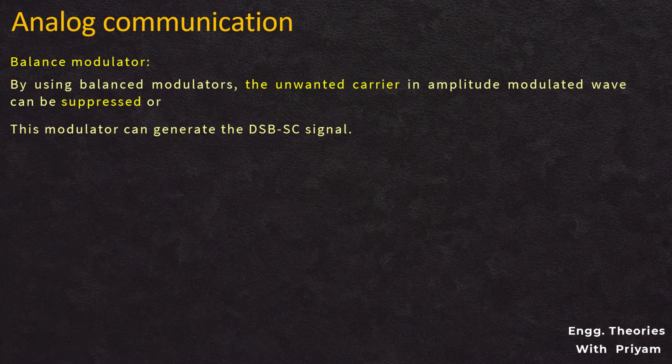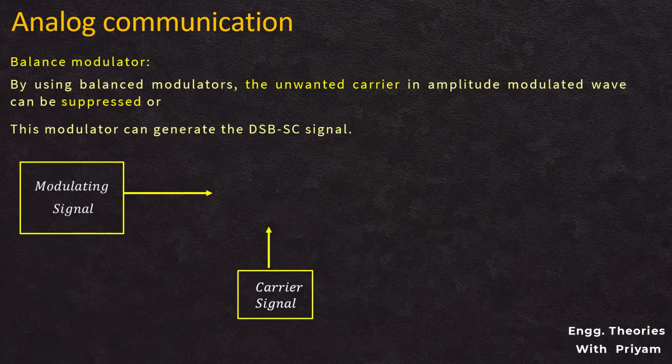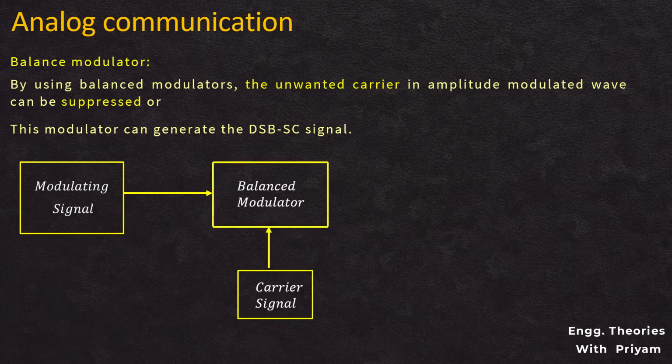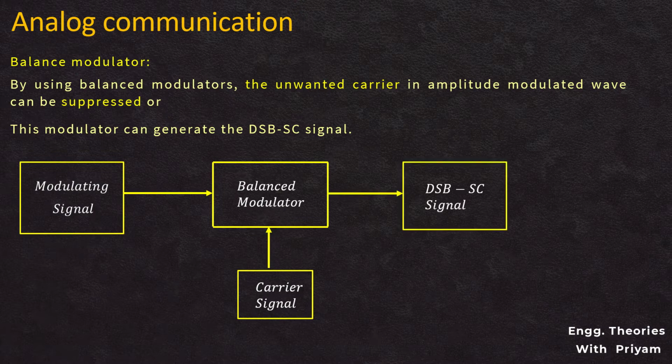In the block diagram of the balanced modulator, the modulating signal m(t) and the carrier signal c(t), generated by the local oscillator, are given as the input to the balanced modulator. At the output of the balanced modulator, the DSB-SC signal is produced with the carrier of the amplitude modulated signal being suppressed. Hence, the output modulated signal consists of upper and lower sidebands only.